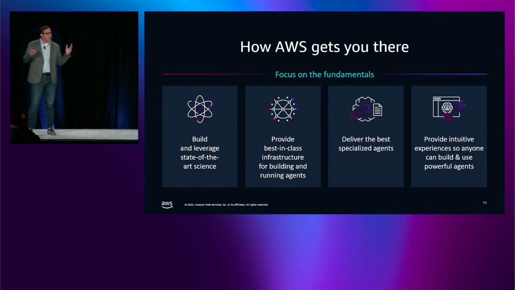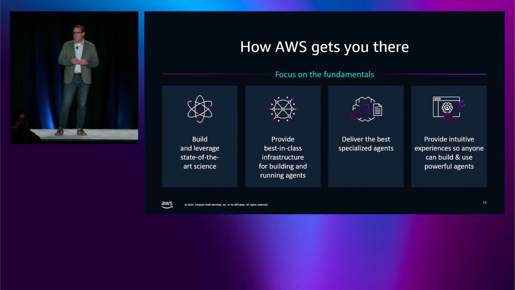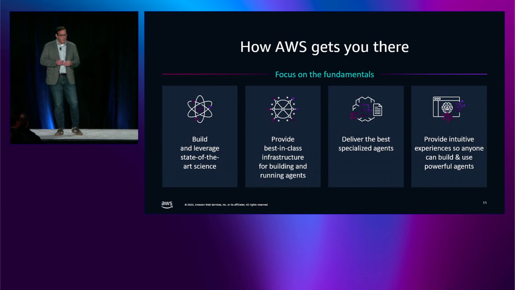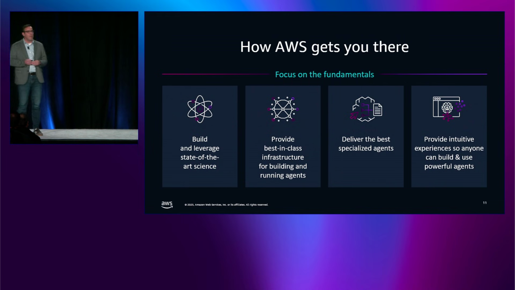Next, we want to provide the best-in-class infrastructure for running these agents. And these aren't just repurposed hardware to run agents. These are purpose-built to run agents for you in the best, most cost-optimal way. We want to deliver the best specialized agents because not every agent needs to be built from scratch. There's a lot of agents that can be reused from organization to organization, and we want to make sure that we're providing those to you in the easiest way to implement as possible.